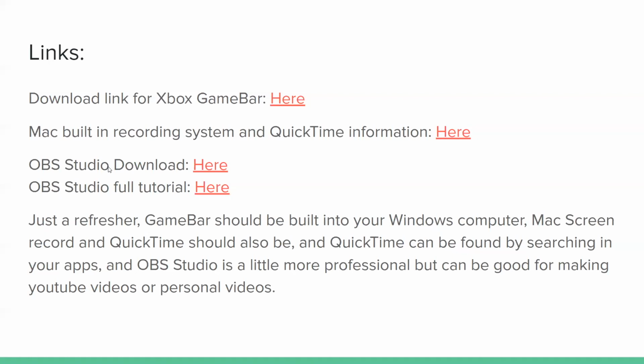So just a refresher, Gamebar should be built into your computer, so your Windows computer. Mac's Screen Record and QuickTime should also be built in, but QuickTime can be found by searching your apps. And then OBS Studio is a little more professional, but can be good for making professional YouTube videos or personal videos. And I believe that is all.